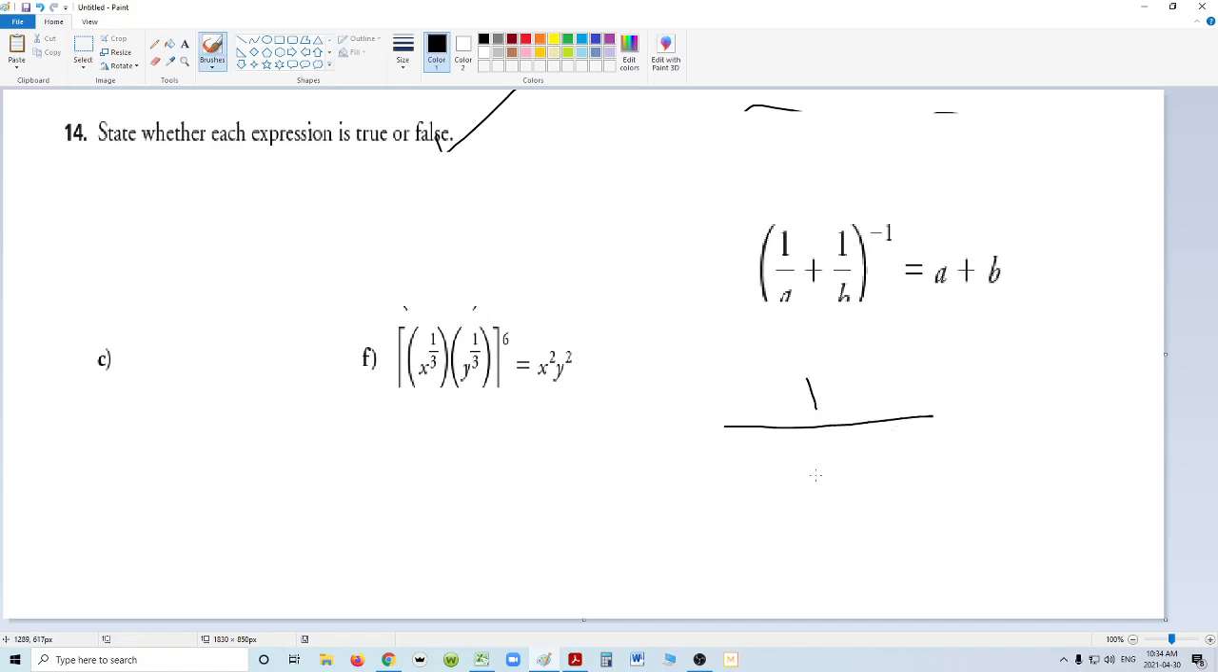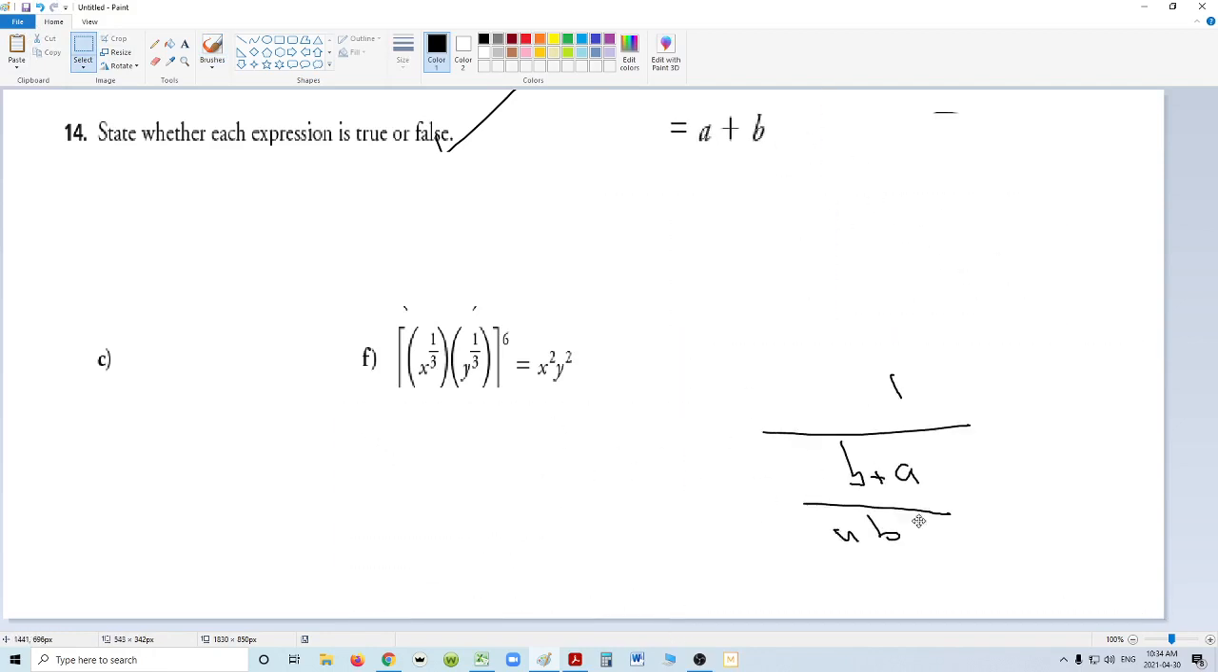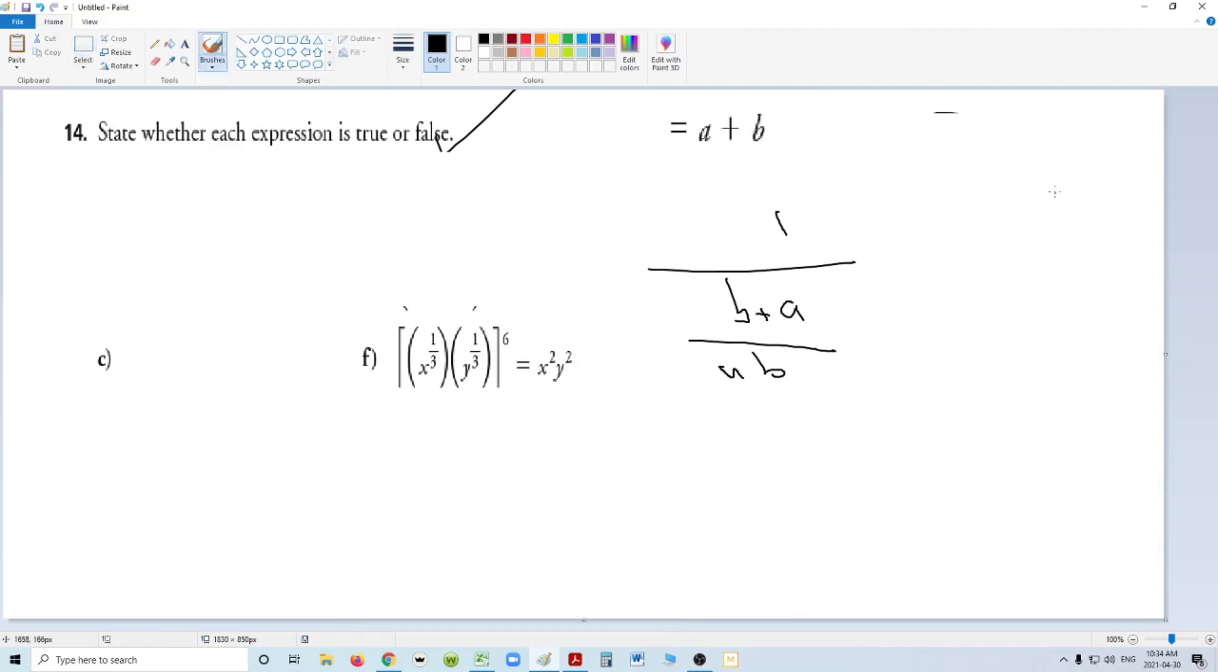So this is the same as this. You can't add these together. Well, you could if we put them on the same denominator. So I have to multiply this by b over b. So I get b plus a over ab, all 1 over. And I'm trying to get to this, keep in mind. To solve this, it essentially becomes the reciprocal. And we can see that that's not that.